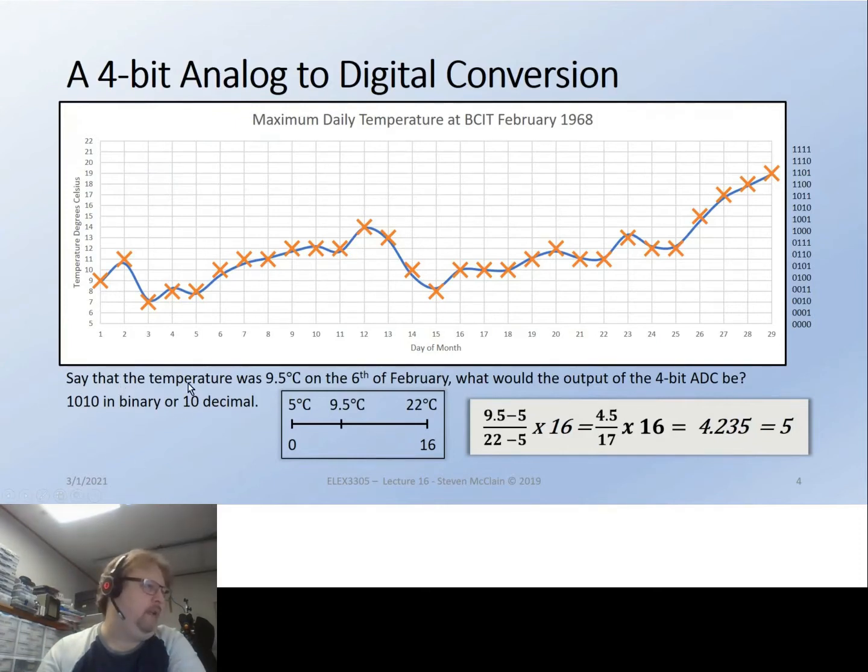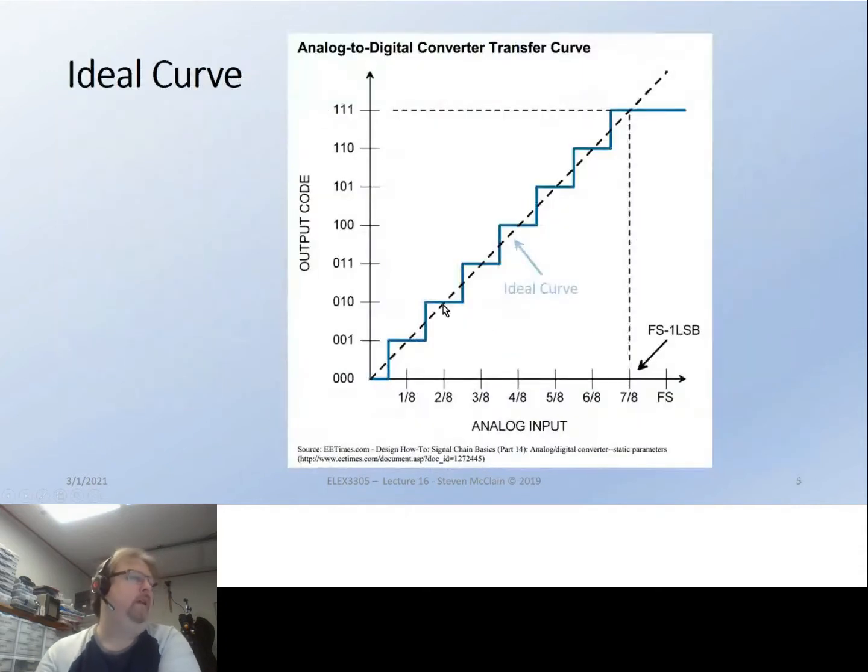Say the temperature was 9.5 degrees C on the 6th of February. So we look for the 6th of February, and we look at the point there, and we see that it was around 10 degrees. Even though the actual temperature was a little lower, it rounded it up because it was just above the threshold. Ideally, you're going to get this transfer function where it's exactly linear. There's a whole bunch of different types of errors that you can get from A to D conversions, depending on the slopes of the line and all that sort of thing.